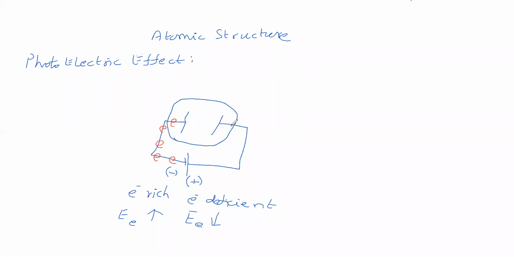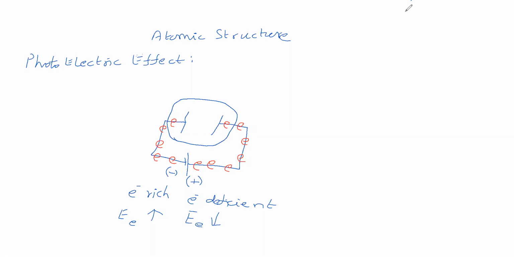Similarly, this wire is also having free electrons. It is a metal wire. In this wire also free electrons are there, free electrons in the sense which can move very easily.